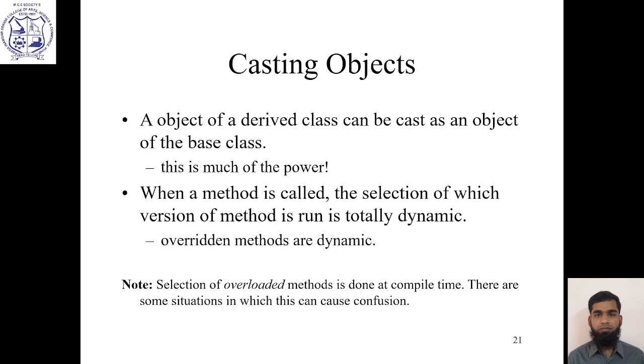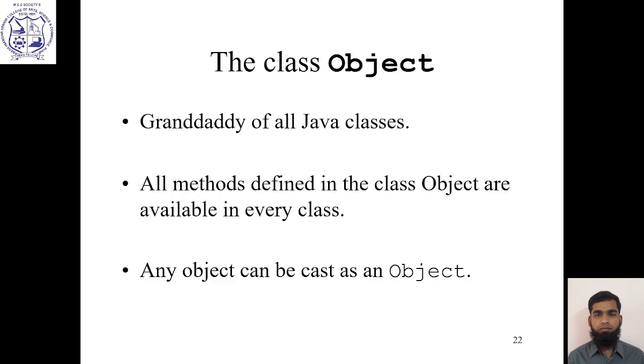Casting: an object of a derived class can be cast as an object of the base class. This is much of the power. When a method is called, the selection of which version of the method is run is totally dynamic. Overridden methods are dynamic. Note that the selection of overloaded methods is done at compile time. There are some situations in which this can cause confusion.